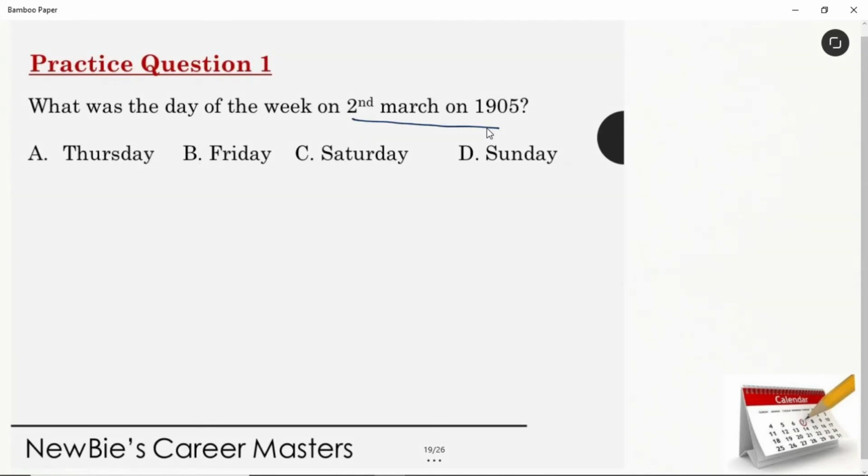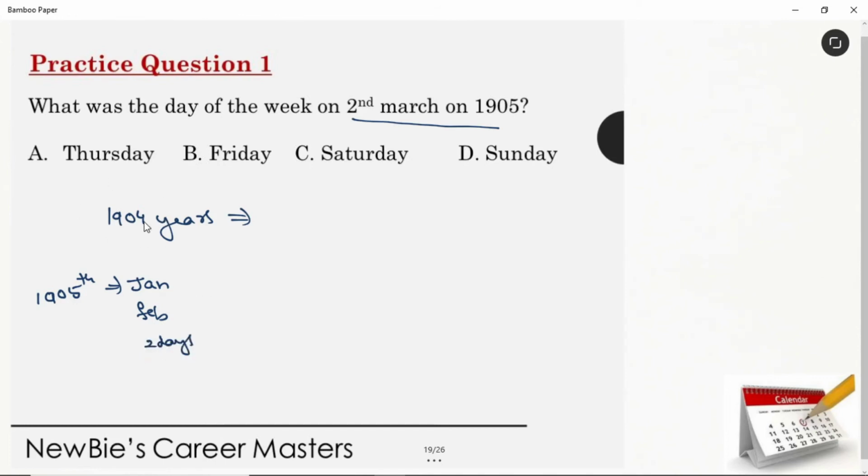Let's solve this question. What you have to do here is check how many years have got completed. See, 1905 is running. So 1904 years got completed. Yes. Then in the 1905th year, Jan got completed, Feb got completed, but in March only 2 days.